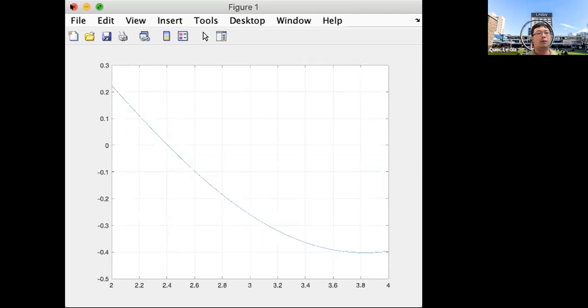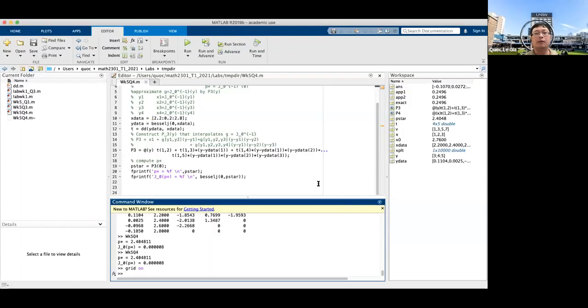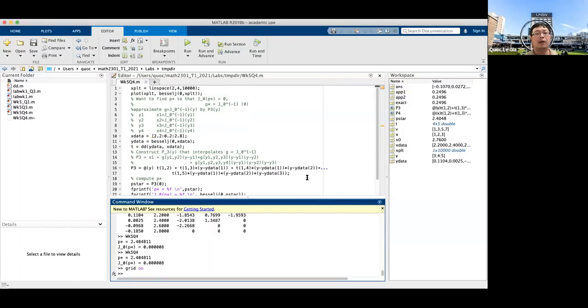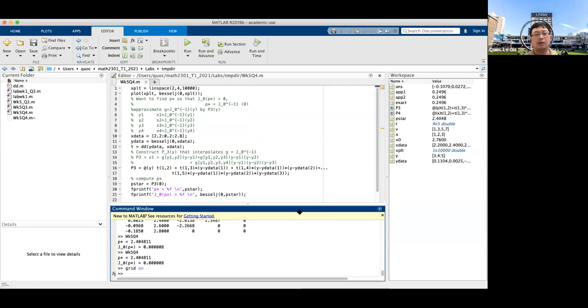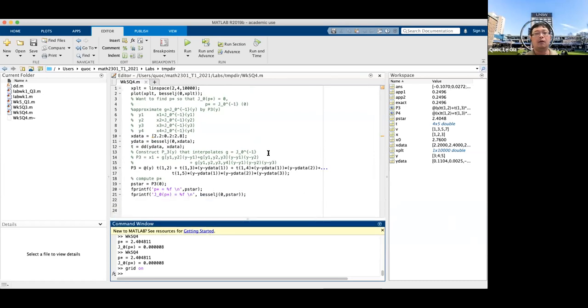So any question? So that is the lab for today. So any question? So let me share the commands again. Yeah, so this is like you construct the divided difference table and you define P3, you compute P star. Okay.